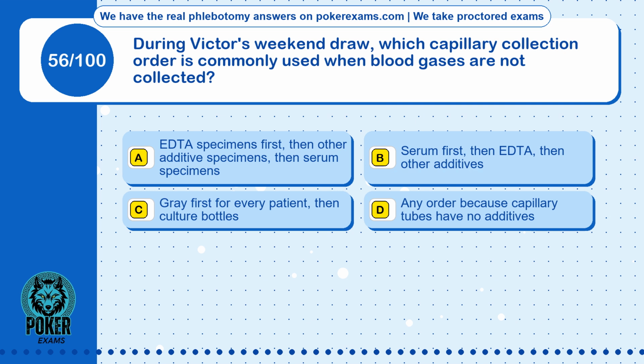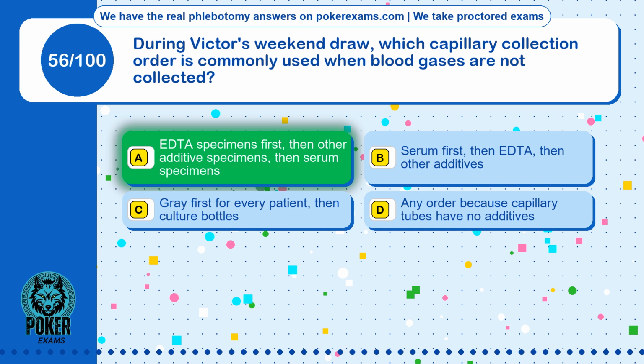Question 56. During Victor's weekend draw, which capillary collection order is commonly used when blood gases are not collected? Option A. EDTA specimens first, then other additive specimens, then serum specimens. Option B. Serum first, then EDTA, then other additives. Option C. Gray first for every patient, then culture bottles. Option D. Any order because capillary tubes have no additives.